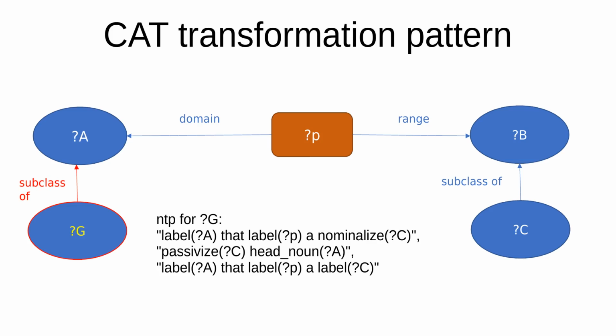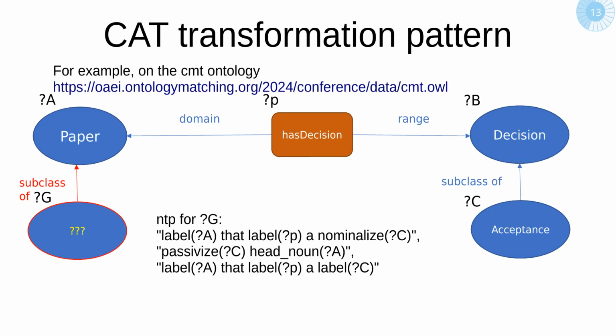So the first one is that the label of A is concatenated with another label using naming operations, the string, etc. So let's look at the example. For example, we can use the CMT ontology, which is from the conference organization domain, and we can apply this transformation pattern.